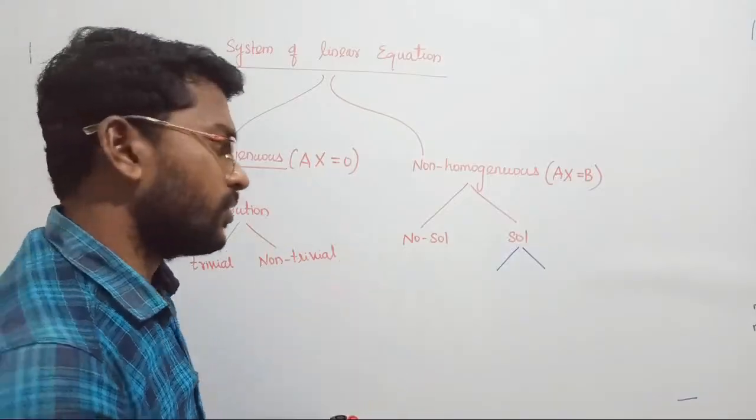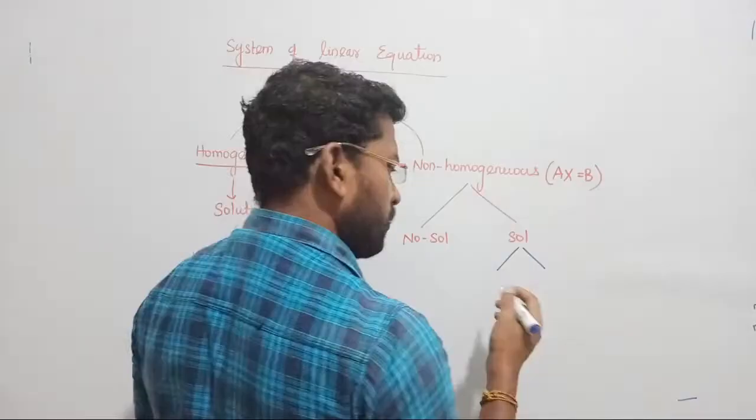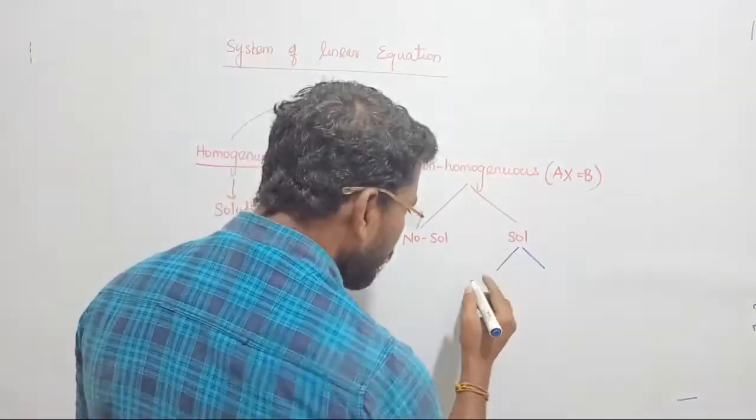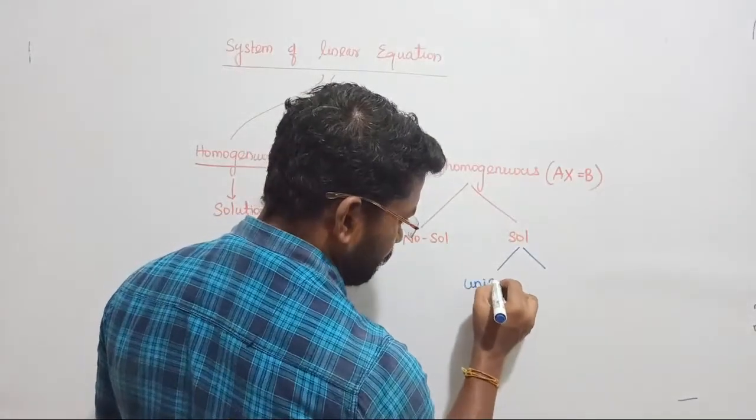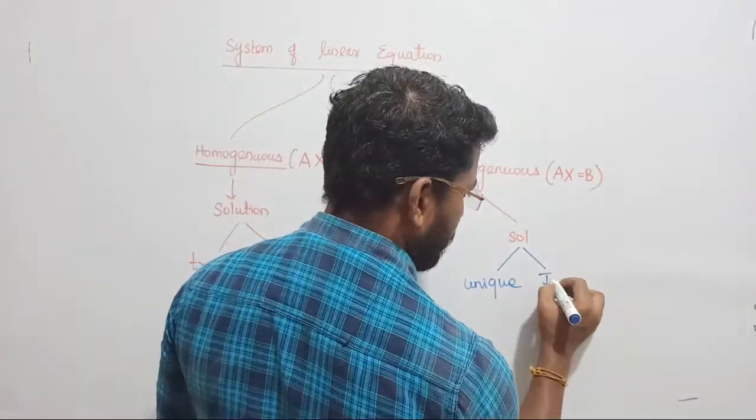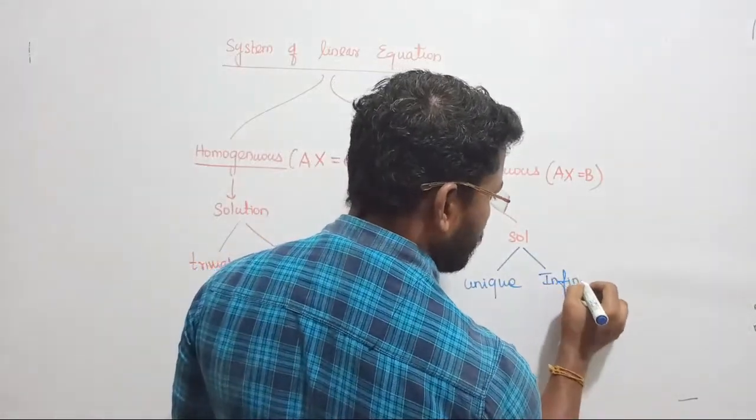Two solutions are possible, right? The first one is a unique solution, right? Another one is an infinite number of solutions. There is a possibility of many solutions, and there is also a possibility of getting only one solution.